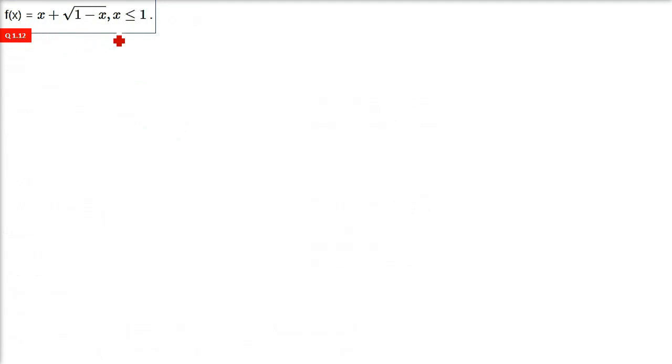Next one is x plus under root 1 minus x. X should be less than or equal to 1. That means we will check for the value. If it is more than 1, we are going to ignore it. The first step is differentiation. So we have 1 by twice of under root 1 minus x, and this is quite clear to you. The second step is simply equating it to 0. Just equate it to 0.